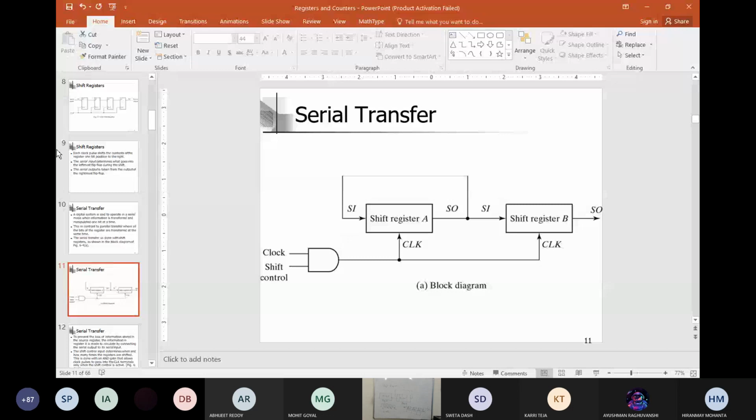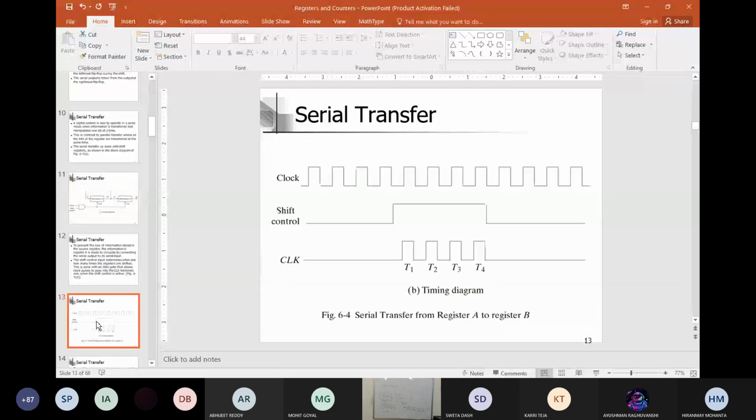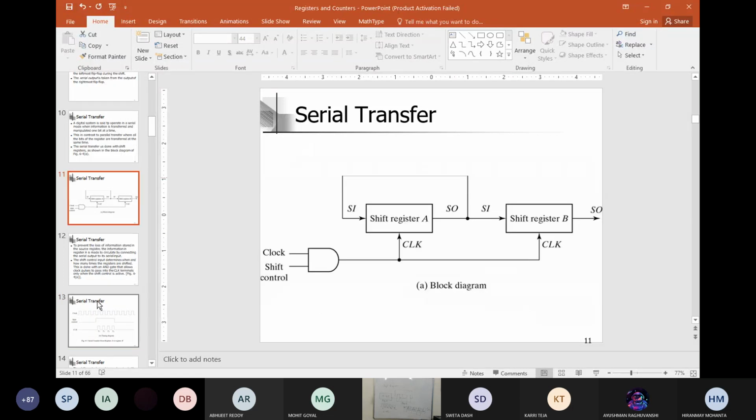I can give you a small example also. Now just check this. These are the clock pulses. Now the shift control operation and clock. Can you see here, serial transfer from register A to register B? Can it happen in this? The timing diagrams. Can you identify what that means? The clock pulse is a continuous one, right? Now afterwards, see, this particular signal is there, for this clock, shift control, and this timing diagram.